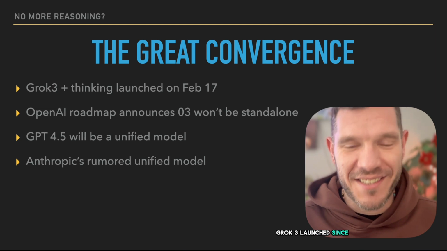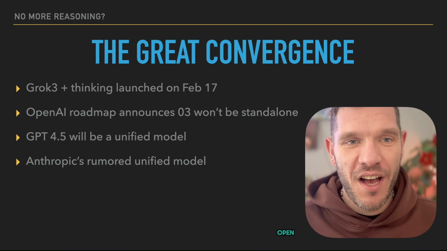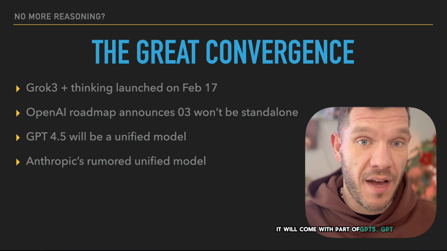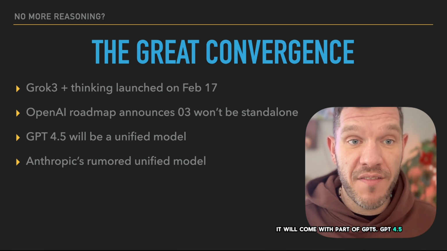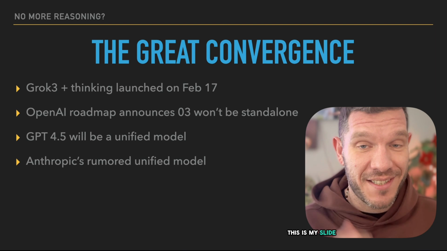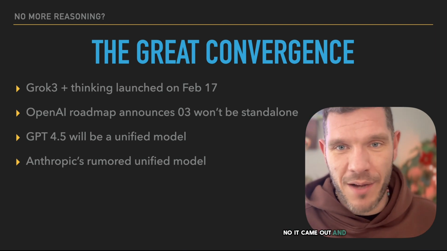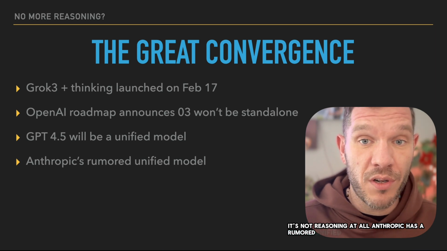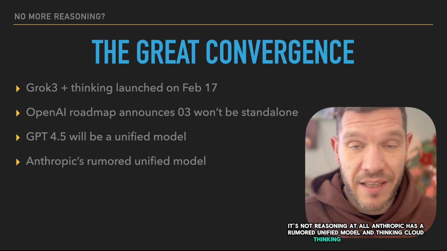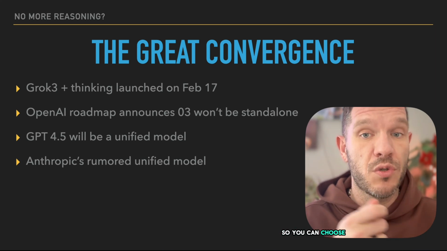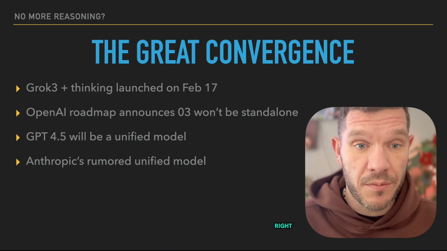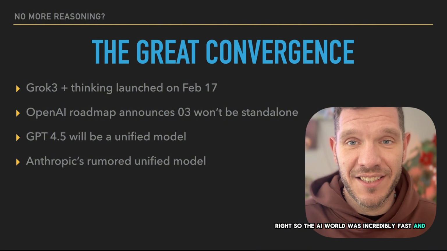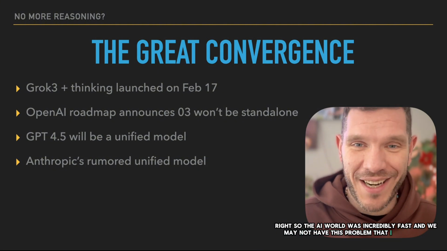Grok 3 launched since I started writing the slides. OpenAI Roadmap announced that o3 won't be standalone. It will come as part of GPT-5. GPT-4.5 is not a unified model. This is my slide where I predicted it would be. No, it came out and it's just a large model. It's not reasoning at all. Anthropic has a rumored unified model, and Claude Thinking came out with 3.7. So you can choose which thinking to turn on, right? So the AI world moves incredibly fast, and we may not have this problem that I set out to figure out.